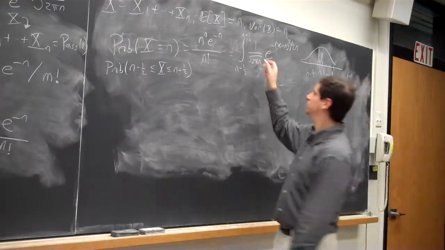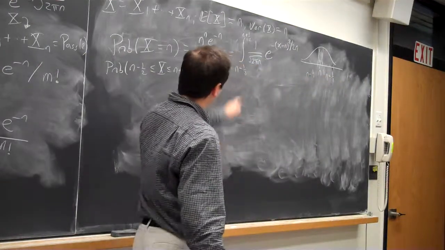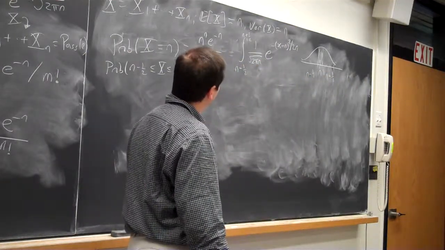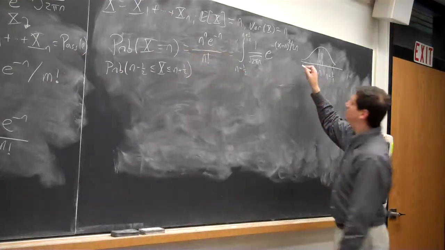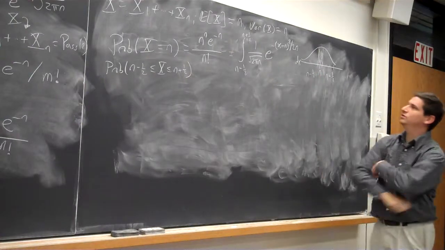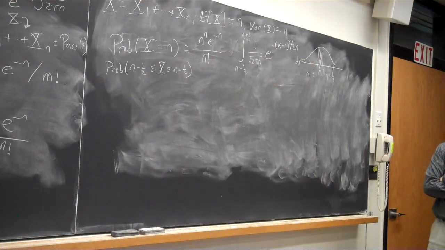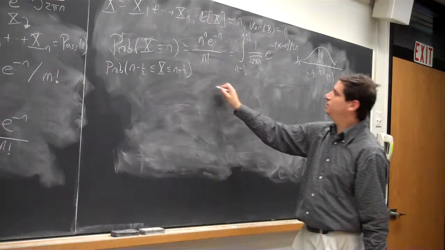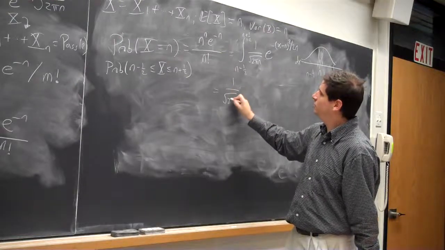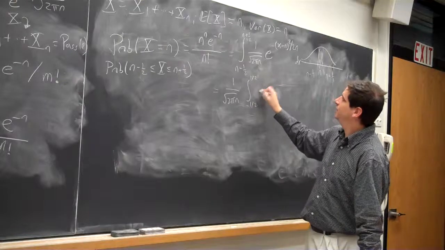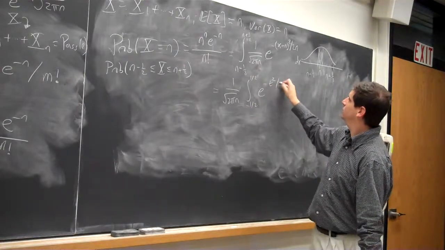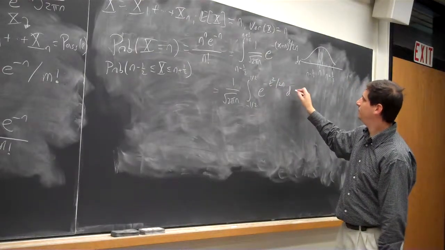Okay? So let's look at this integral. The integration goes from n minus a half to n plus a half. So I can write x as n plus t. And so this would be 1 over square root of 2 pi n, the integral from minus a half to a half of e to the minus t squared over 2n dt.